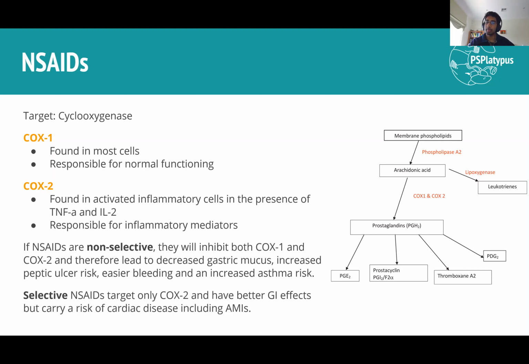So by inhibiting one part of this pathway, we cause overflow into other parts of the pathway, which is part of our adverse effect profile.